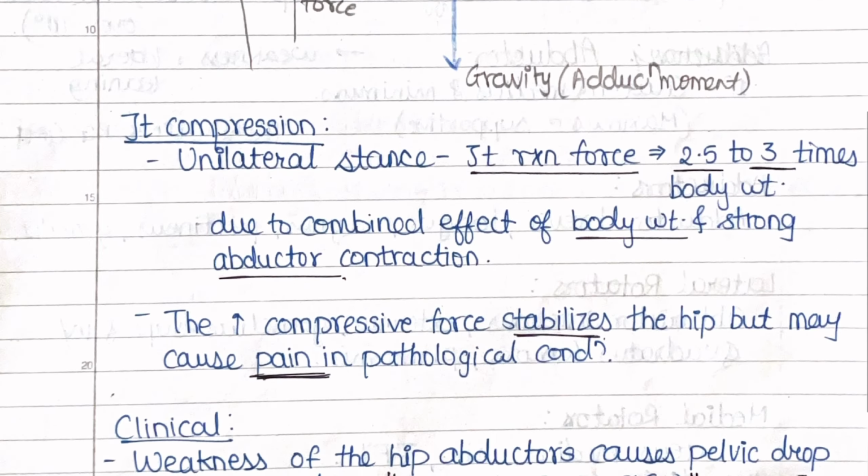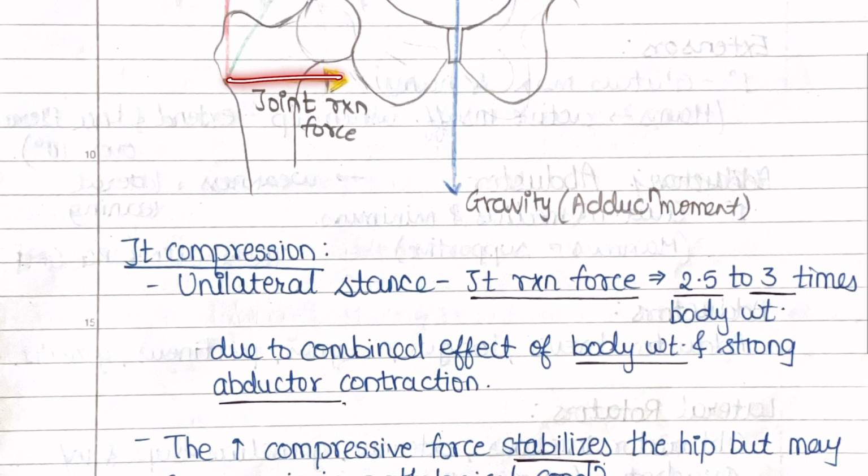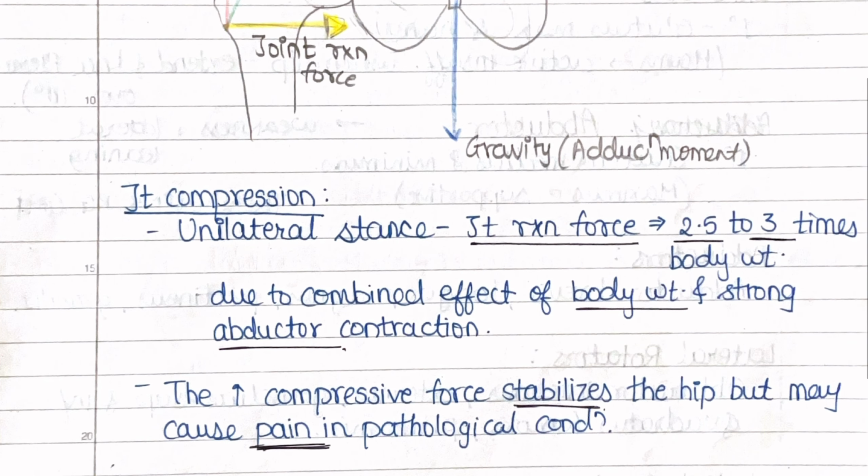So now is joint compression. In unilateral stance, joint reaction force is 2.5 to 3 times the body weight. As we know that only one leg is taking the responsibility to balance the body, so the joint reaction force also increases. So this force increases 2.5 to 3x, means times. It is due to the combined effect of body weight and strong abductor contraction.